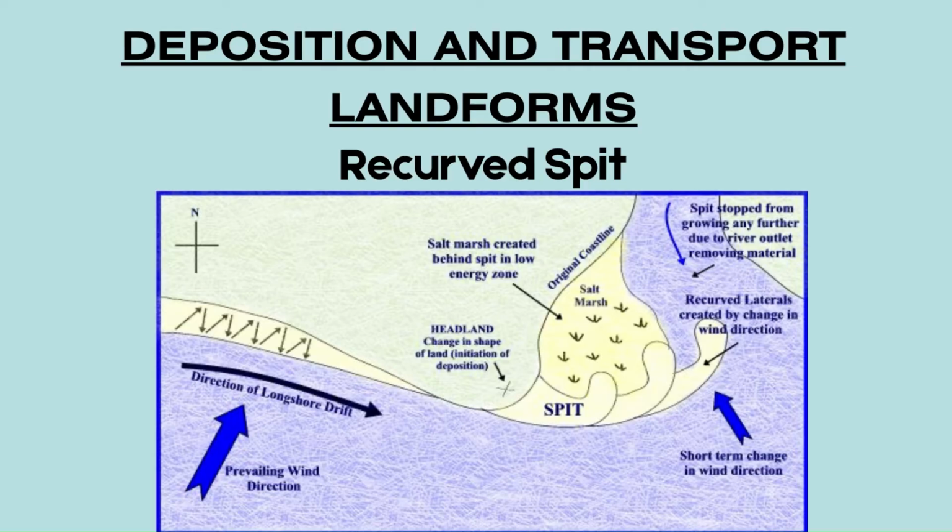Behind the spit, sheltered water allows finer sediments to settle, sometimes leading to the formation of salt marshes or mudflats. An example of a recurved spit is Spurn Head, on the Holderness coast in England.